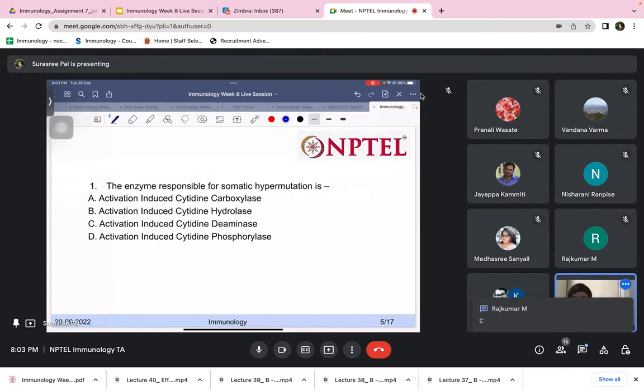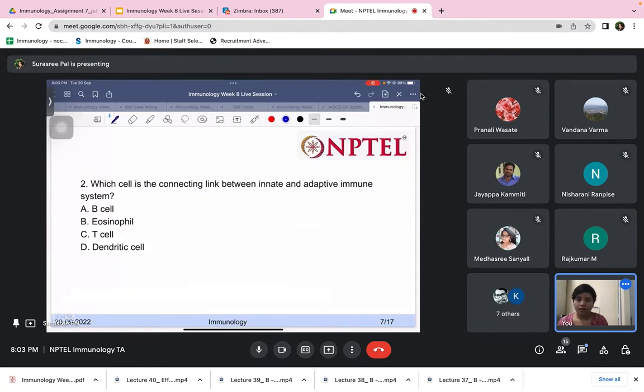Yes, your answers are correct. It is the activation induced cytidine deaminase, right, the enzyme which is responsible for somatic hypermutation. Now, which cell is the connecting link between innate and adaptive immune system?